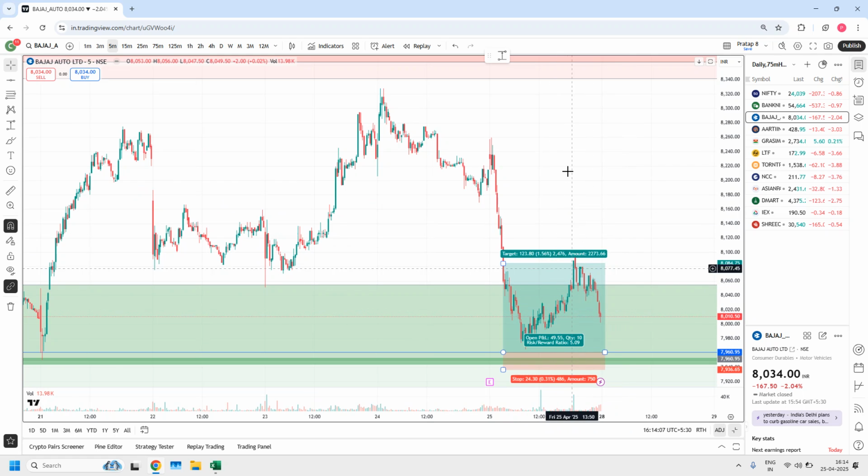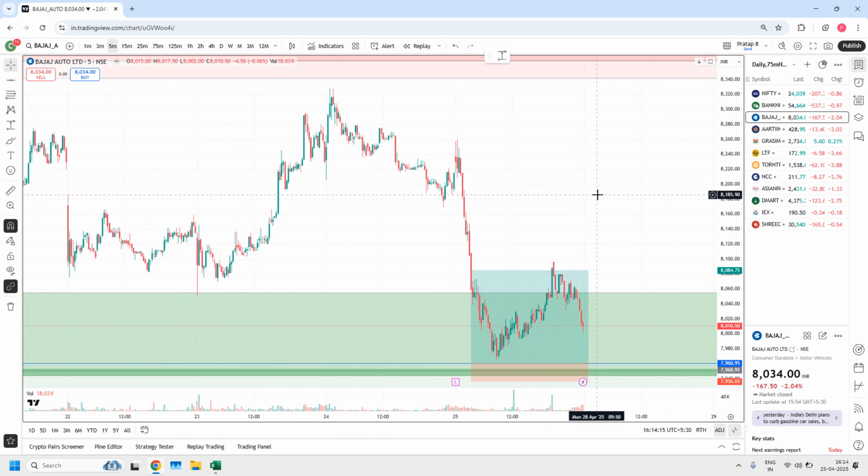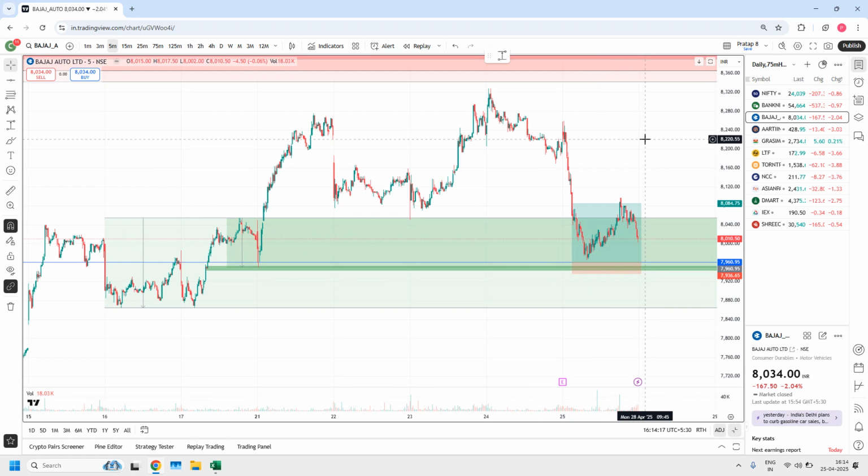So this is a missed trade, otherwise it could have been a good trade for us. Okay, anyway, because we missed, there is no question of expecting profit from this zone.